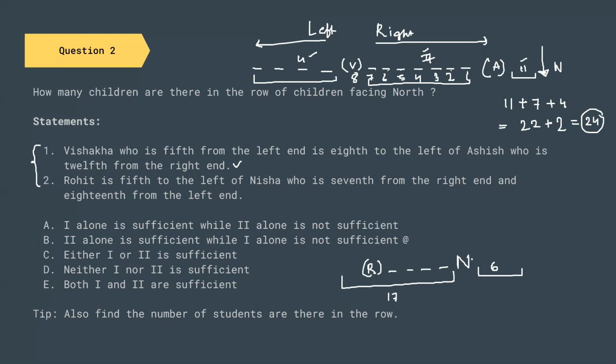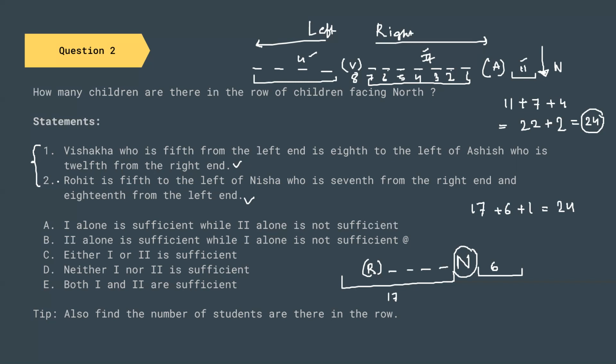So what we can understand, there are 17 students on the left of Nisha, and there are 6 students to the right of Nisha, and Nisha is currently standing here. So how many students will be there? So there will be 17 plus 6 and plus 1. So that gives us 24. So from this second statement also, we can find the total number of students who are standing on a row.